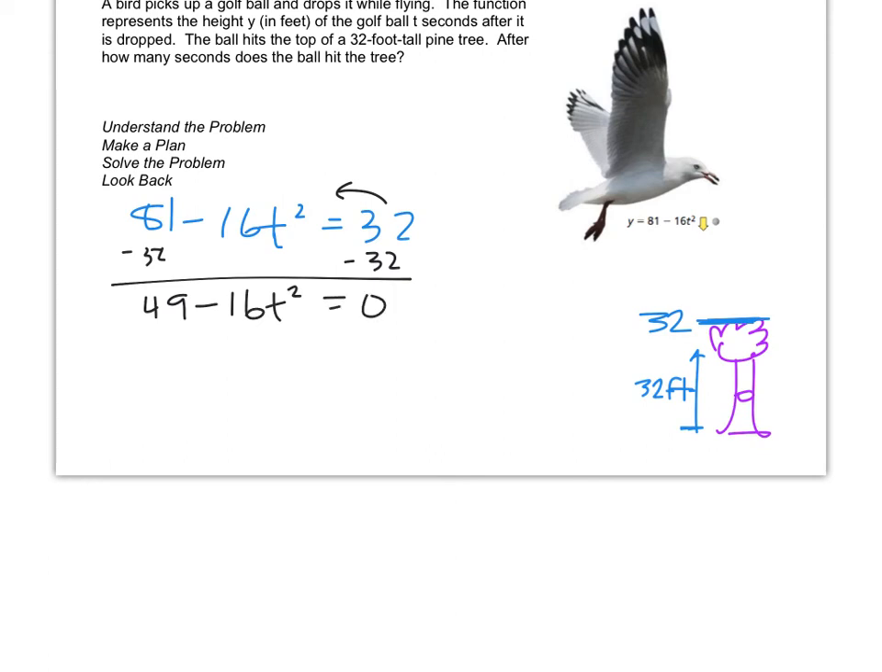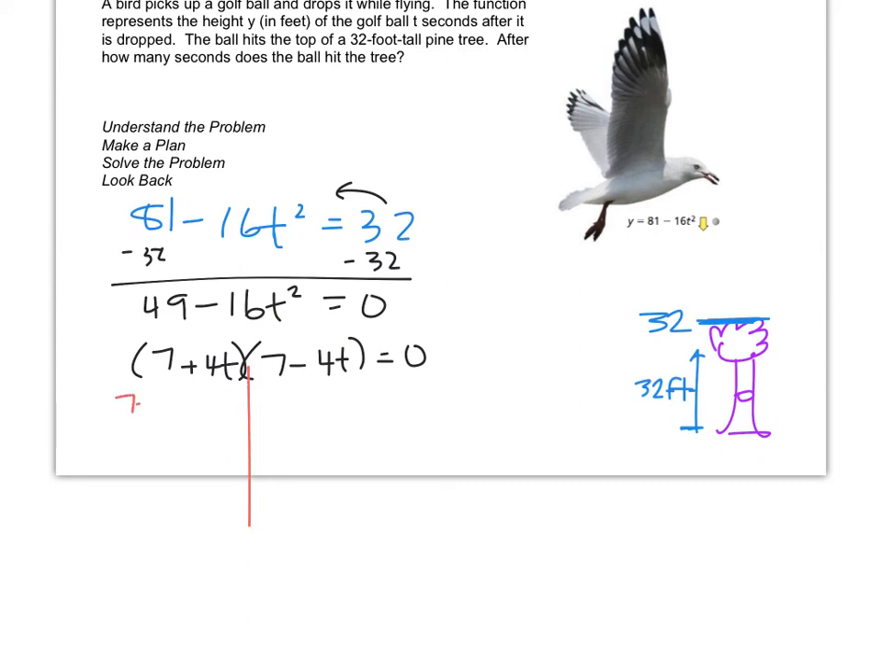Now that it equals 0, I can factor. That's the order. You can't factor before it equals 0. So I'll do the double bubble because I recognize that 49 and 16 and t squared, they're all perfect squares. So I have 7 and 4t. One's plus, one's minus. And now since they're different, I have to solve each of them separately.